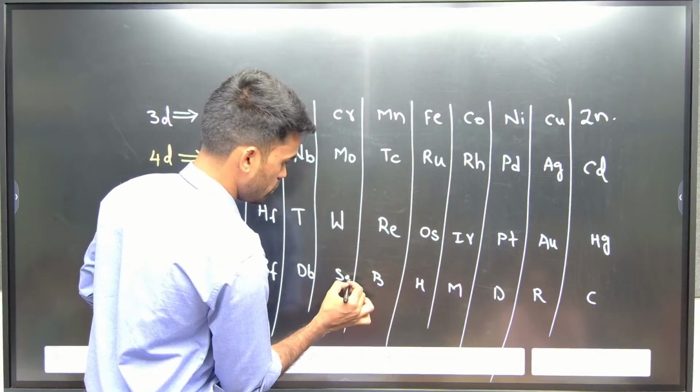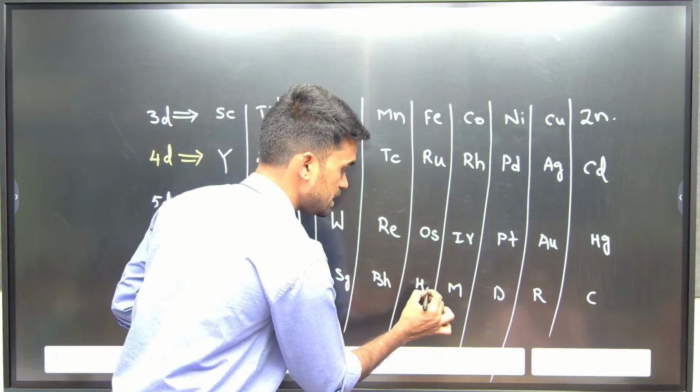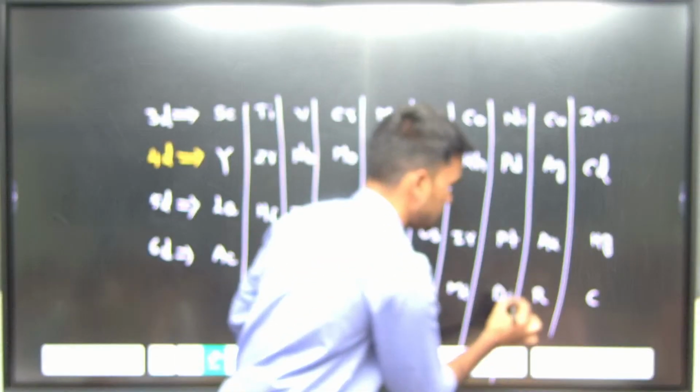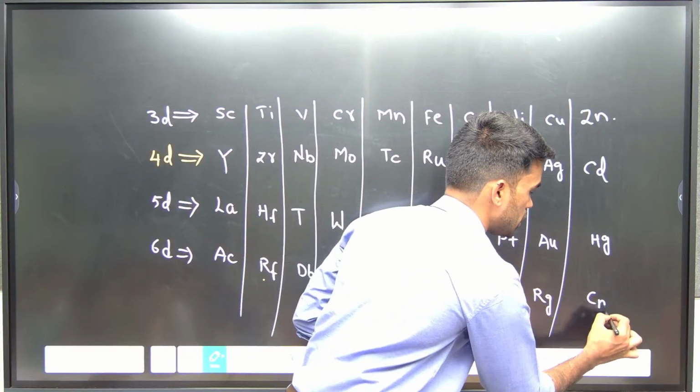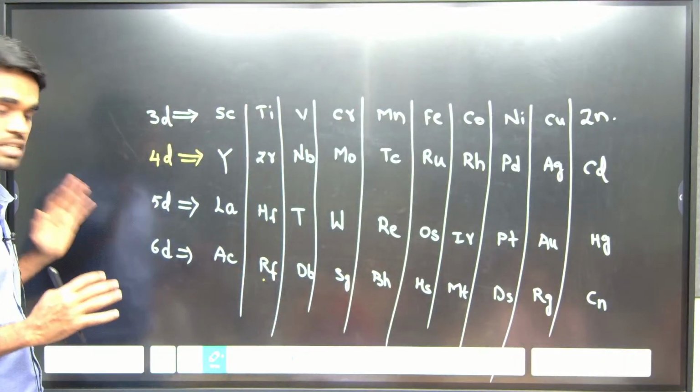Okay. Seaborgium. Next, this one is bohrium, hassium. This one is meitnerium. This one is Darmstadium, Ds. This one is Roentgenium. See, this one is Copernicium, like this. Okay, done. All 3d, 4d, 5d, 6d series over.